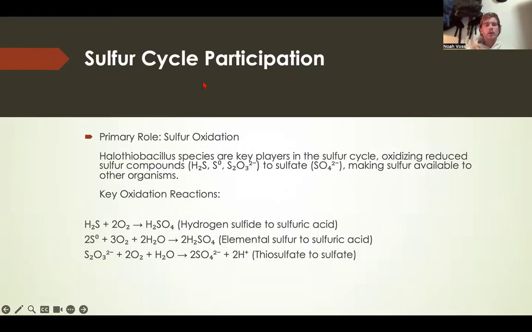The sulfur cycle participation, its primary role is sulfur oxidation. Halothiobacillus species are key players in the sulfur cycle. They oxidize reduced sulfur compounds, H2S, S0, S2O3 2-, to sulfate, which is a more commonly known one that we talk about in microbiology and chemistry and such. And this makes sulfur, a valuable element on the periodic table, available to other organisms.